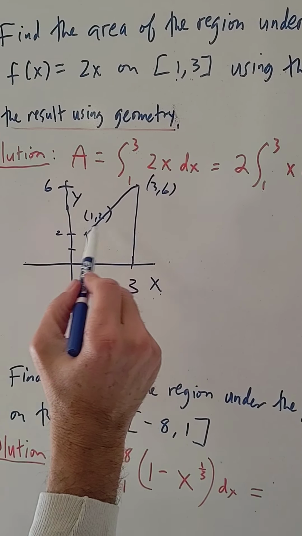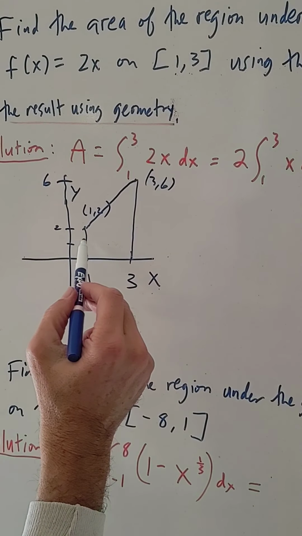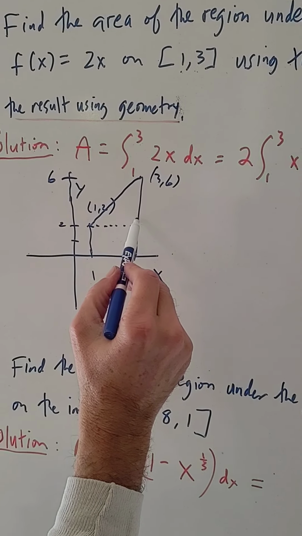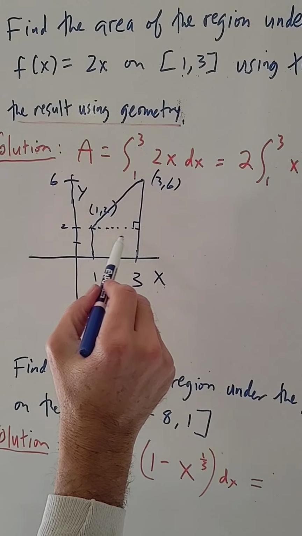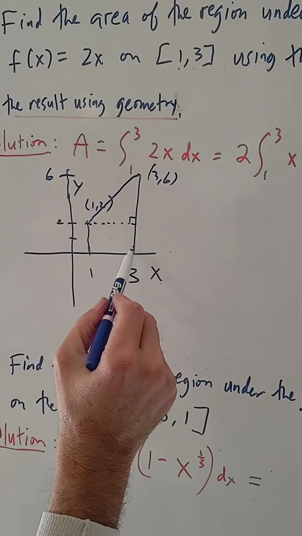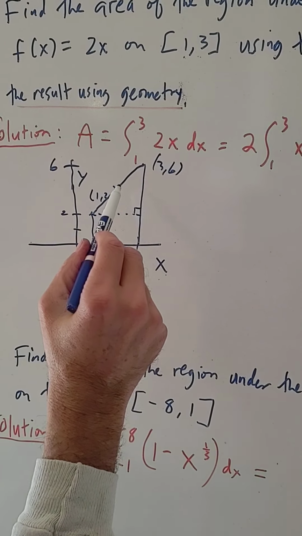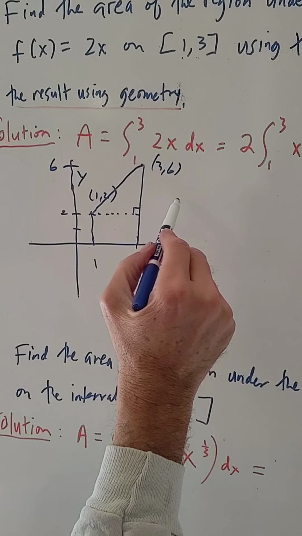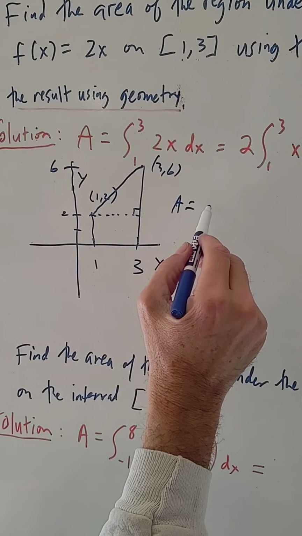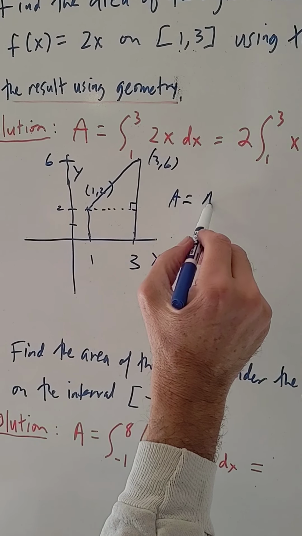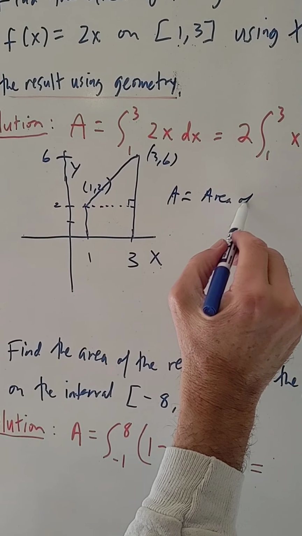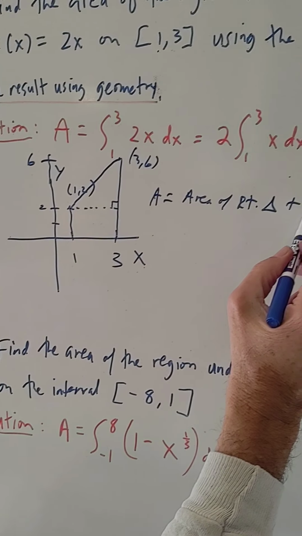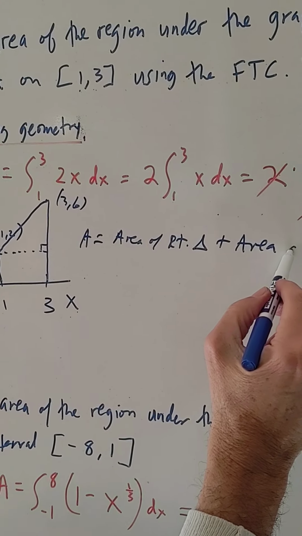I'm going to make this shape a trapezoid actually, but to make it easier for myself, I'm going to draw a dotted line. That way I get a right triangle on top of a rectangle, because these are right angles here. So I got a right triangle on top of a rectangle. So the total area is going to equal the area of the right triangle plus the area of the rectangle.